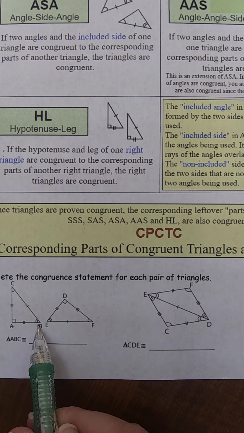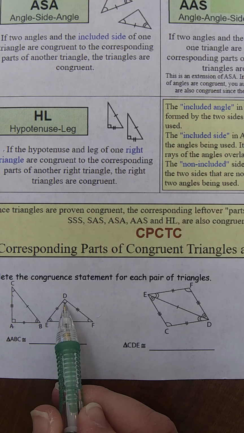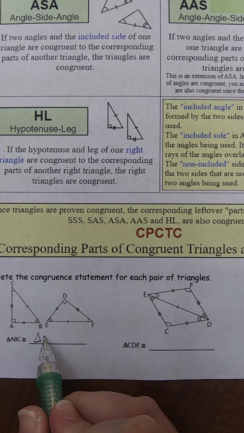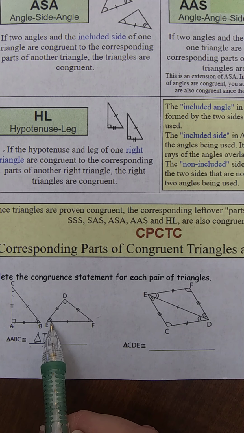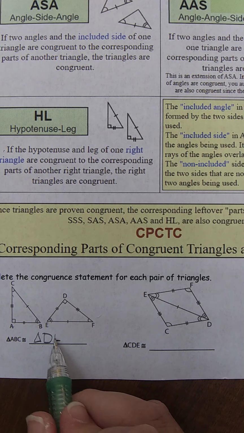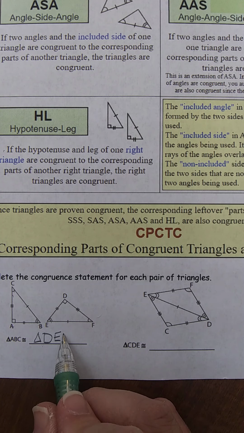So triangle ABC, since A was listed first, we have to do its corresponding partner over here, which would be the 90 degrees, so that would be triangle D. Then B was listed, that has 2 tick marks, and E over here has 2 tick marks, so it has to be listed next. C was last, it has 1 tick mark, and F has 1 tick mark, so it should go last.